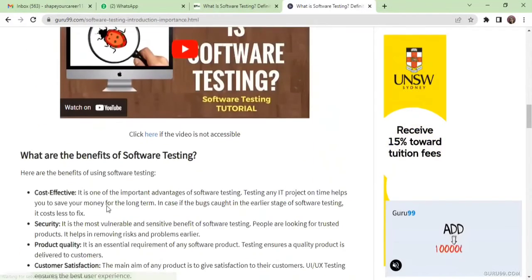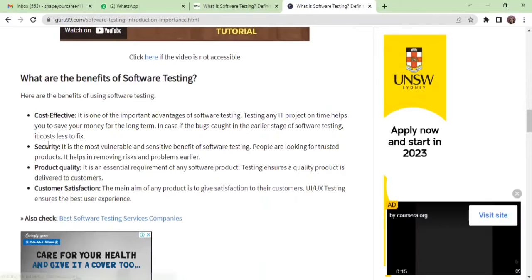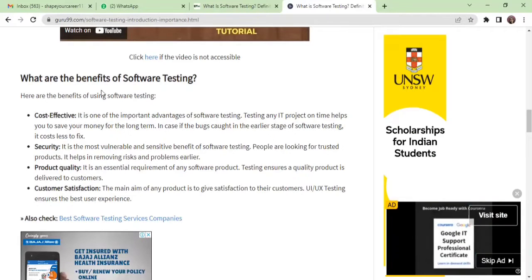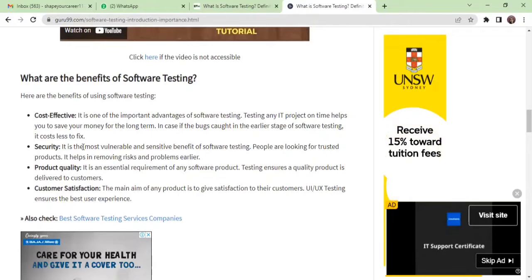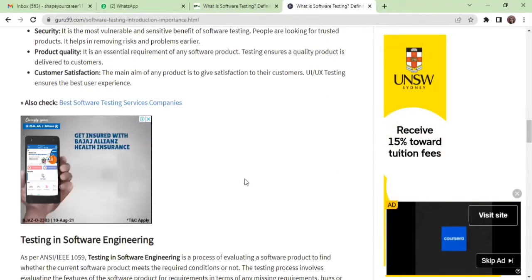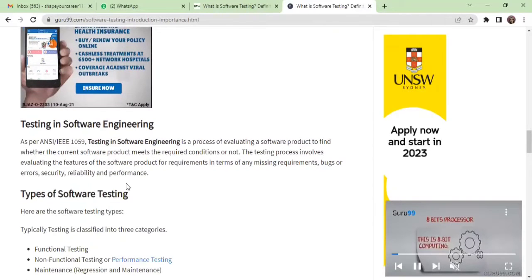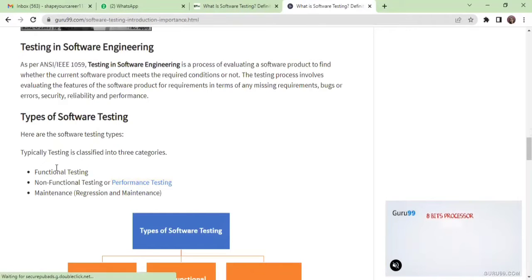The importance of software testing: what is the benefit? As I already discussed, it is cost effective, and security, product quality, and customer satisfaction are very, very important. No one will get into so much of these basic details, this is for your understanding. You can just learn it. There is a big syllabus where questions will be asked, but this is just for understanding purposes.